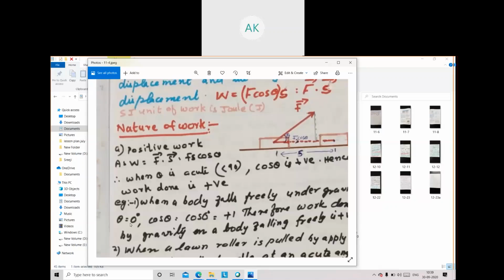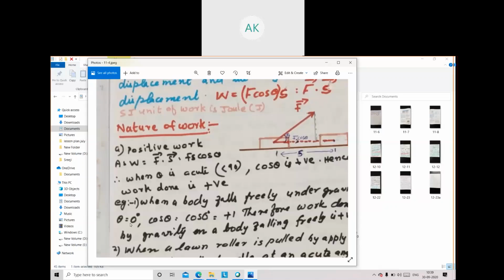Another example. I exerted a force to move the body towards east, and the body is also moving towards east. So work done by me is positive. What about work done by frictional force? Negative. Correct. Frictional force is always opposite to the motion. So displacement is in one direction, frictional force in the opposite direction. So work done by frictional force is negative, but work done by me is positive. So that is the difference.